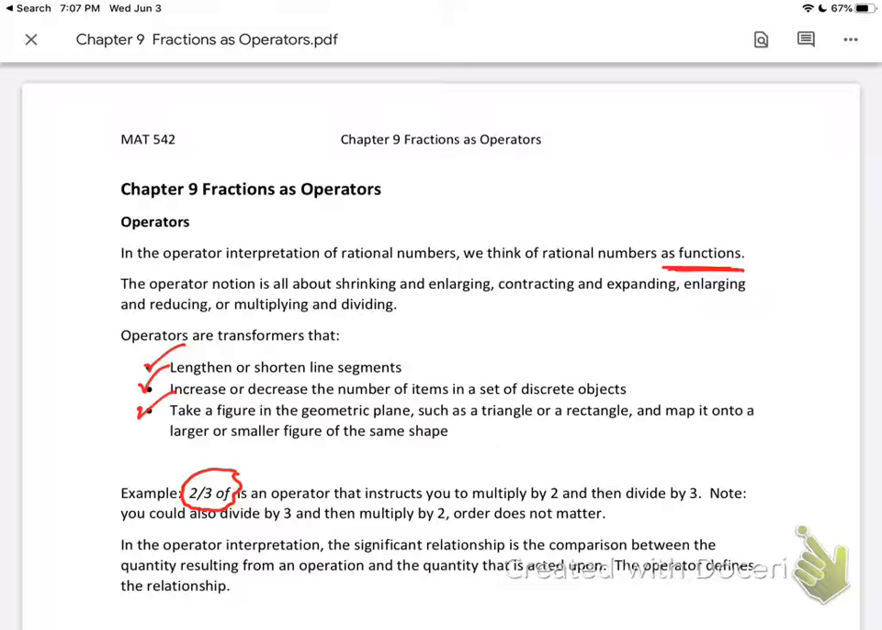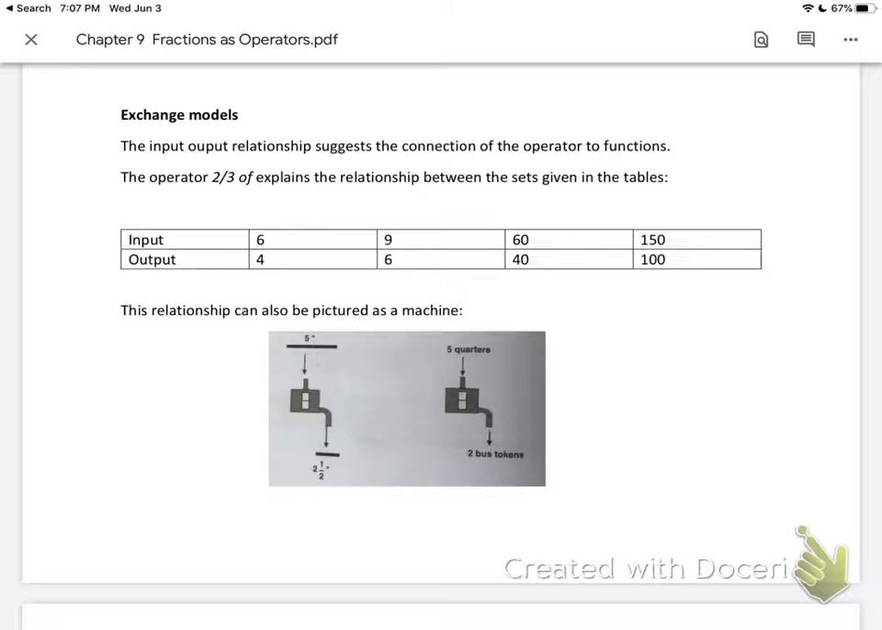So in the operator interpretation, the significant relationship is the comparison between the quantity resulting from an operation and the quantity that is acted upon. So the operator defines the relationship. Okay, so you have an input, it's acted upon, and then you get an output. So in fact, these are those little machines that a lot of times they'll use when they are working with functions. So they're calling them exchange models.